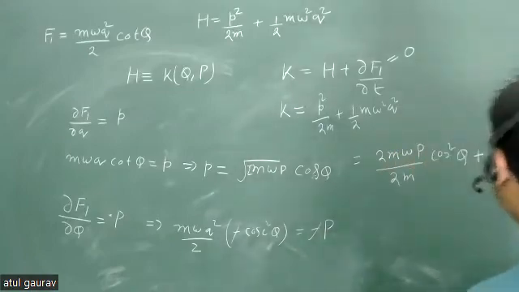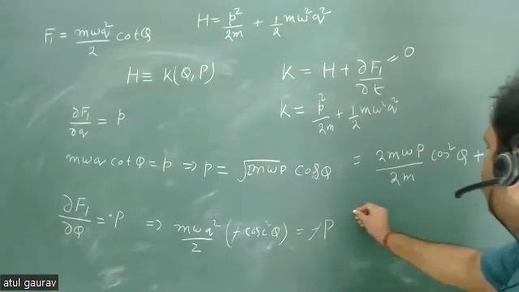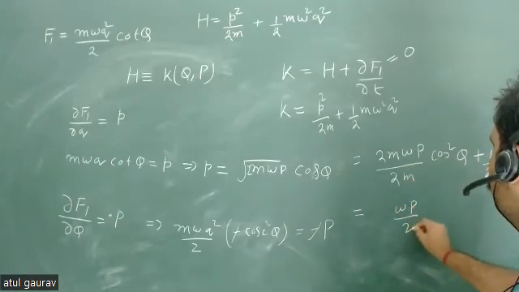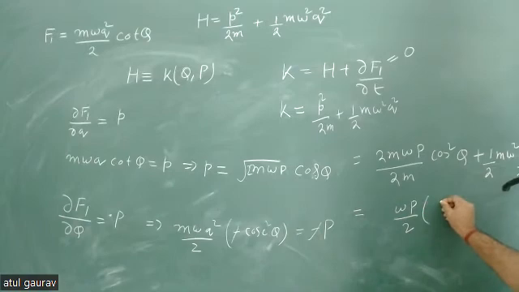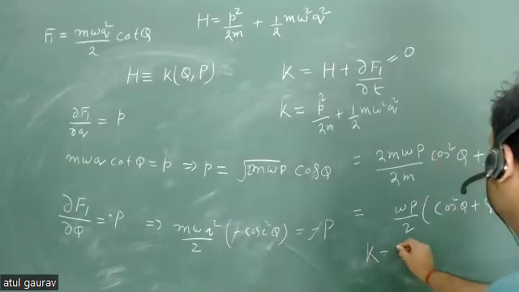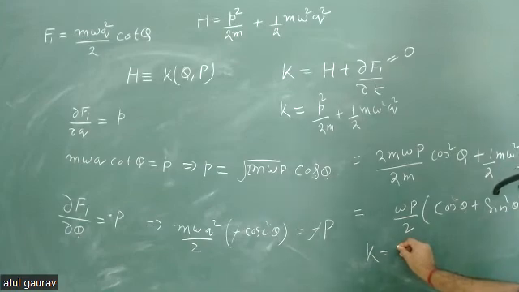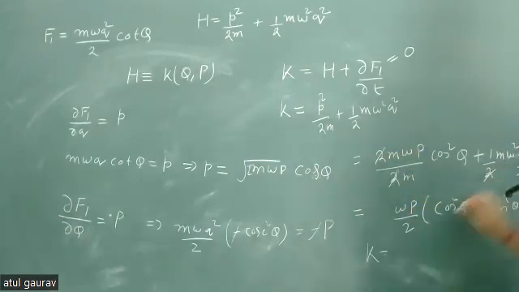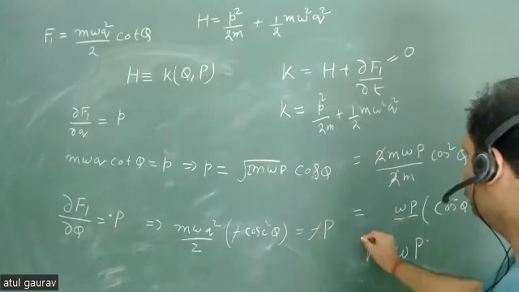Okay, don't worry. So what will happen? This value is equal to omega p by 2, I can take common, and you have cos square q plus sin square q, and your Hamiltonian is omega p by 2. The 2 will cancel. Okay. So omega p into cos square plus sin square, so that will be omega into p.